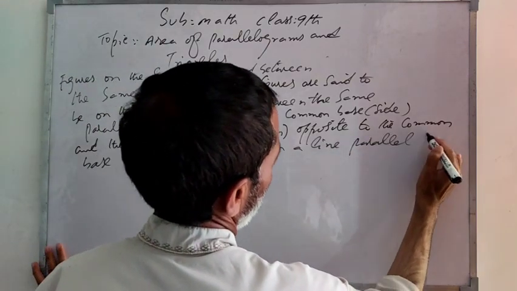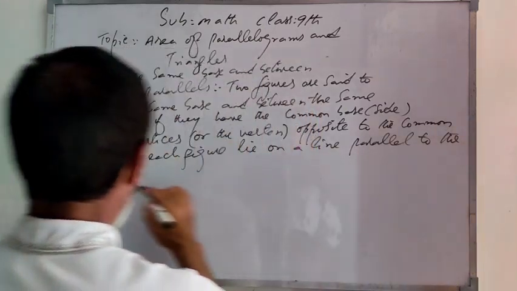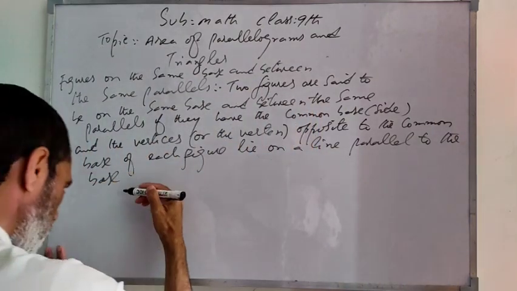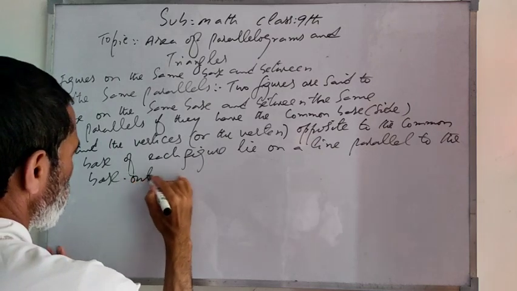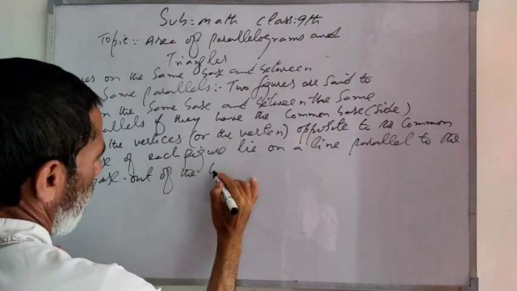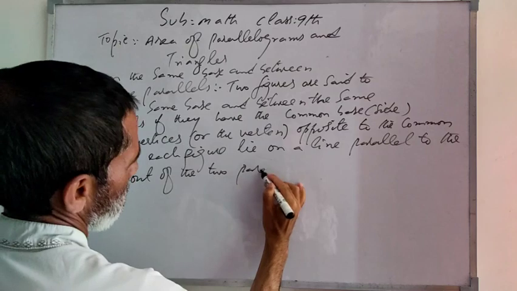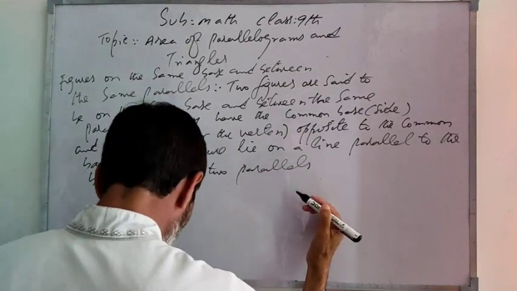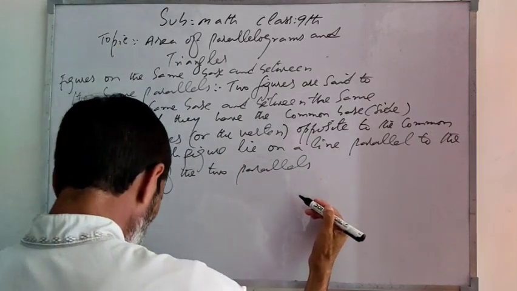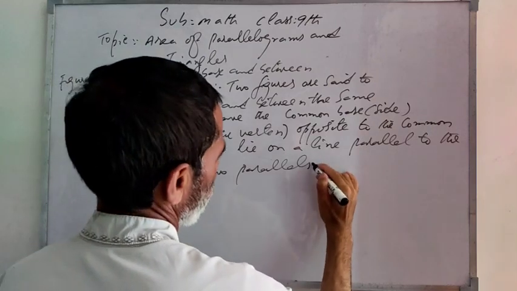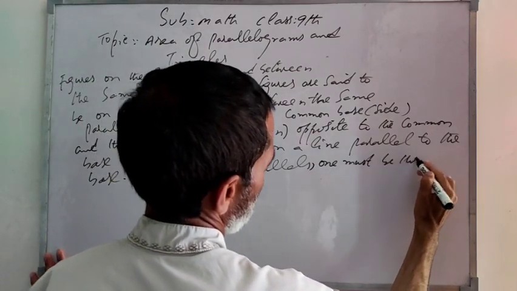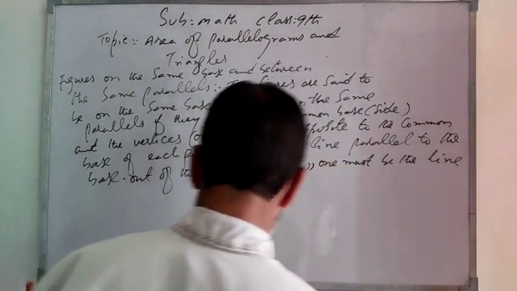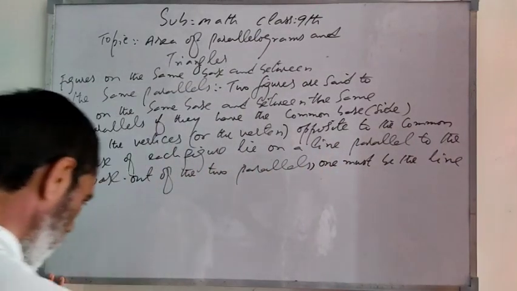Out of the two parallels, one must be the line containing the common base.